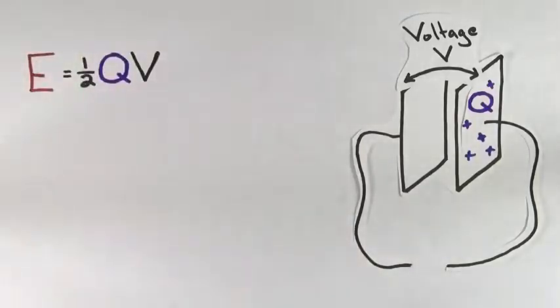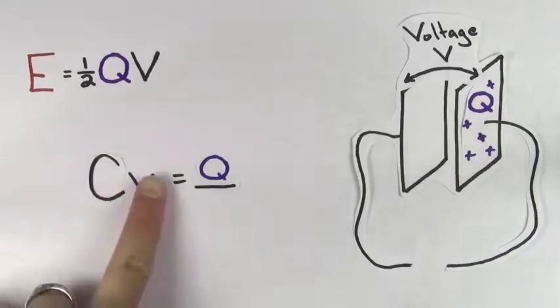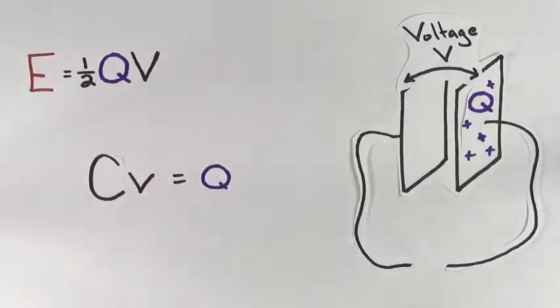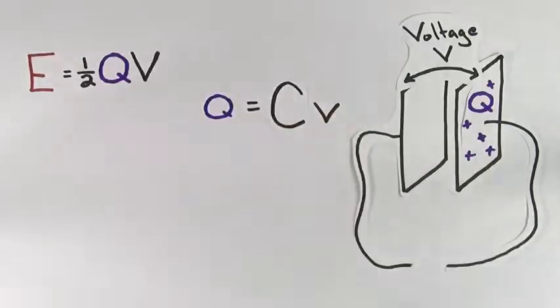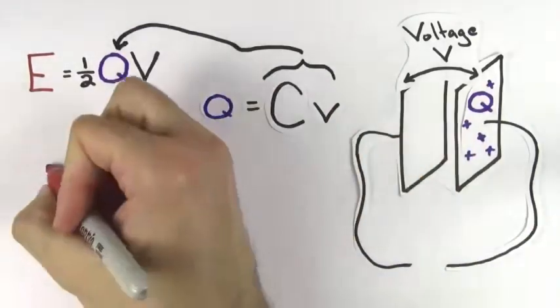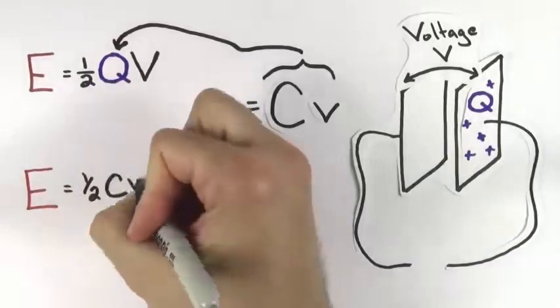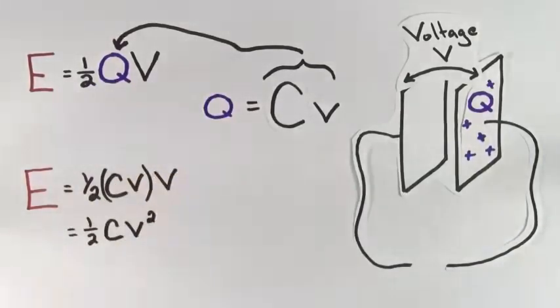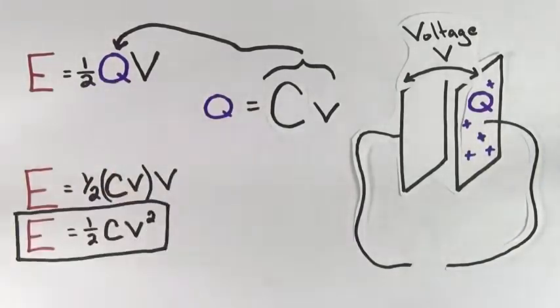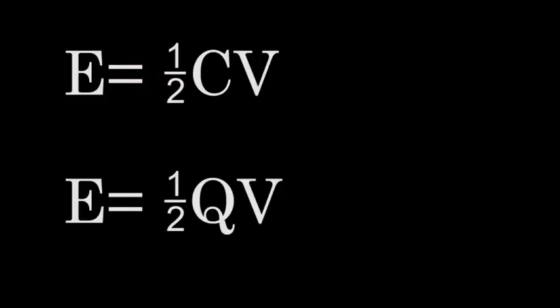There's another form of this equation that can be useful. Since capacitance is defined to be charge over voltage, we can rewrite this as charge equals capacitance times voltage. If we substitute the capacitance times voltage in for the charge, we see that the energy of a capacitor can also be written as 1/2 times the capacitance times the voltage across the capacitor squared. But now we have a problem. In one of these formulas, the V is squared, and in one of these formulas, the V is not squared.